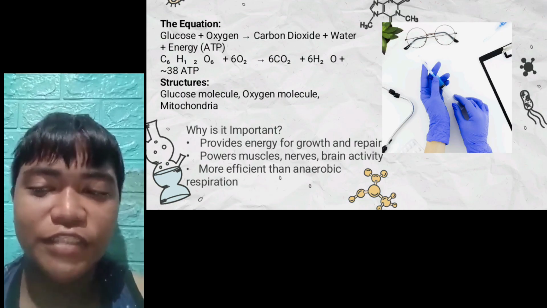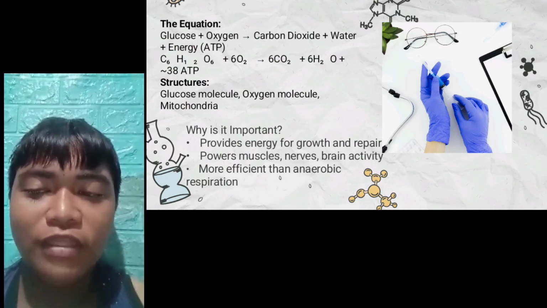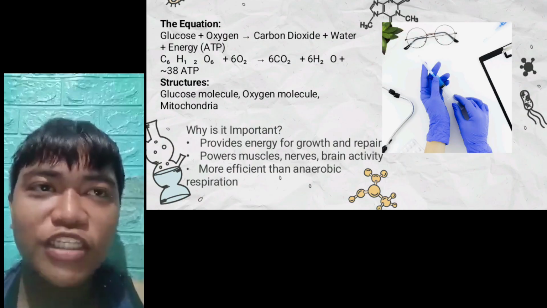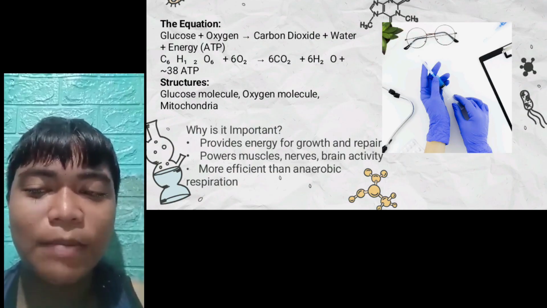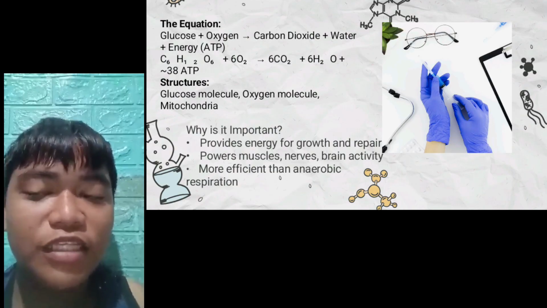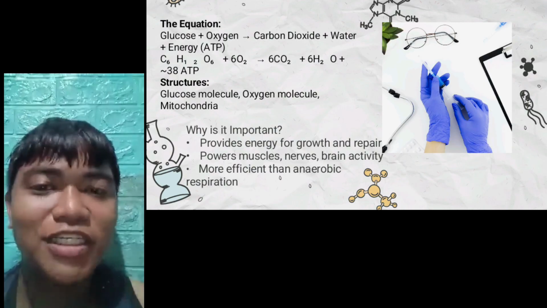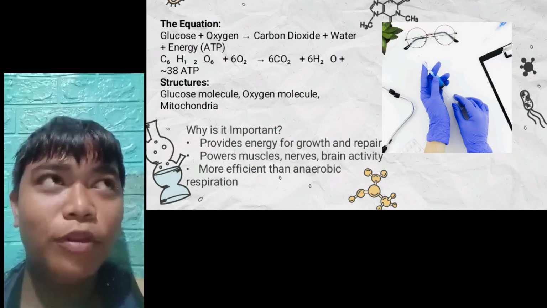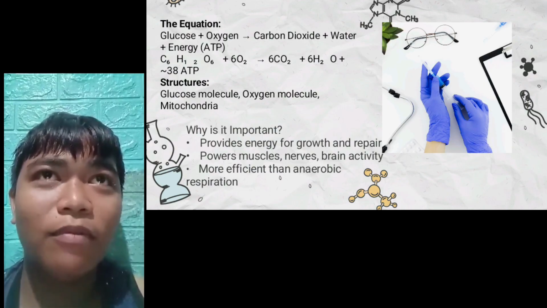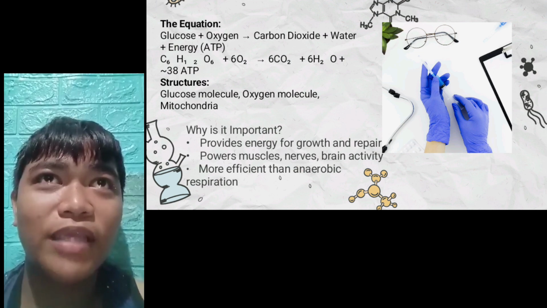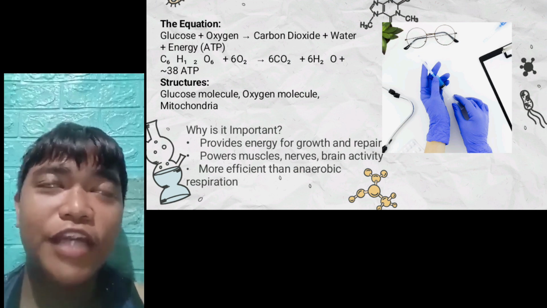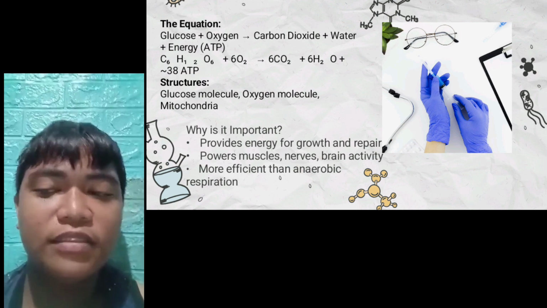Second is the oxygen molecule. Oxygen is inhaled through breathing. Oxygen is the final electron acceptor in the process. It is essential for efficiently extracting energy. An example is when you breathe in, the oxygen or air comes from outside.